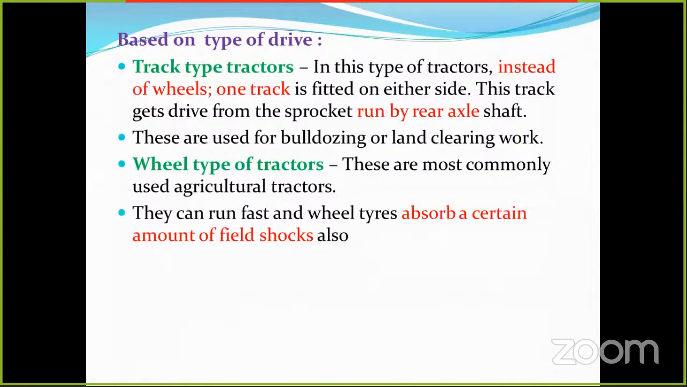Okay, then wheel type tractors. Here we have two-wheel drive and four-wheel drive. Two-wheel drive means power will be transmitted only to the rear wheels. When the rear wheels rotate in the forward direction, automatically the entire tractor will move forward. Whereas in four-wheel drive, all four wheels have a power source. The main aim of pneumatic tires is to make transport from one place to another very easy, and they can also absorb field shocks.